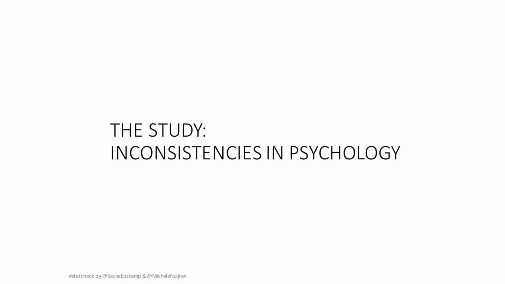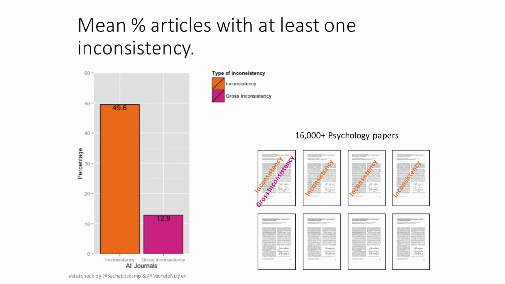However, based on this validity check, this reliability check, and these inter-rater reliabilities, we thought it was good enough to search the literature. So that's what we did. We wanted to document the amount of reporting errors in psychology. We downloaded over 30,000 papers to scan, and we found 16,000 psychology papers that actually contained results that statcheck could find.